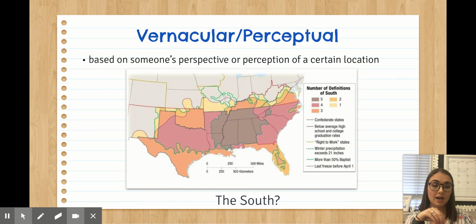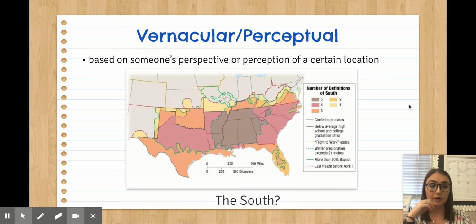So vernacular regions are also called perceptual regions. They're synonymous with one another. But a vernacular region is based on someone's perspective or perception of a certain location. So it's based on a sense of place, a very informal sense of place. And the thing about vernacular regions is that they're different for everybody. This is a map showing what different people think the South is.